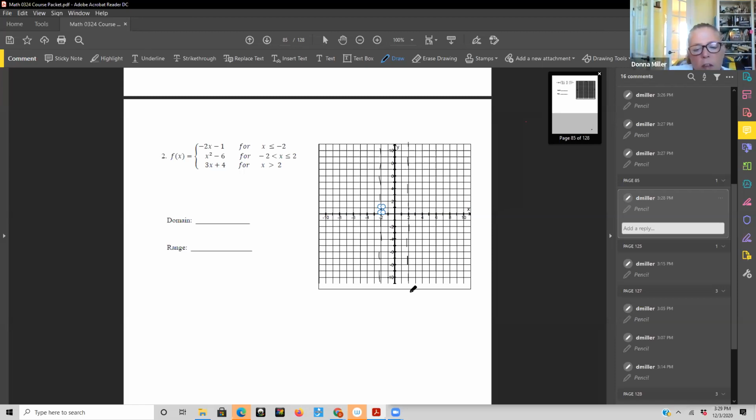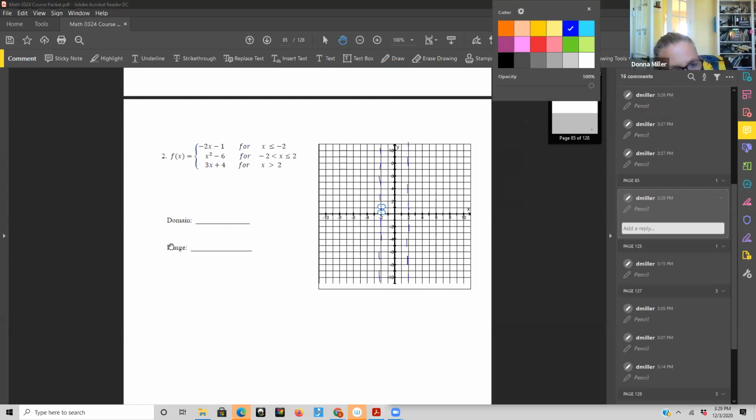Okay, so one thing you'll see, this graph basically has 3 pieces. It has a piece to the left, it has a piece in the middle here, and it has a piece to the right. All right, so there's 3 different pieces to it. So we're going to graph each one of these pieces separately. So I really want a different color pen.